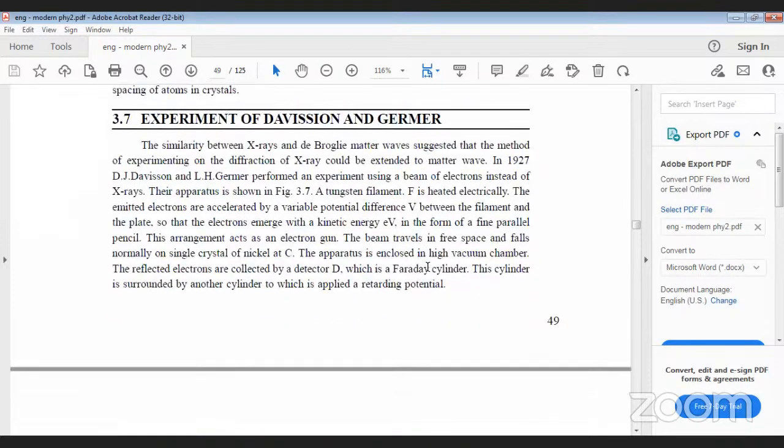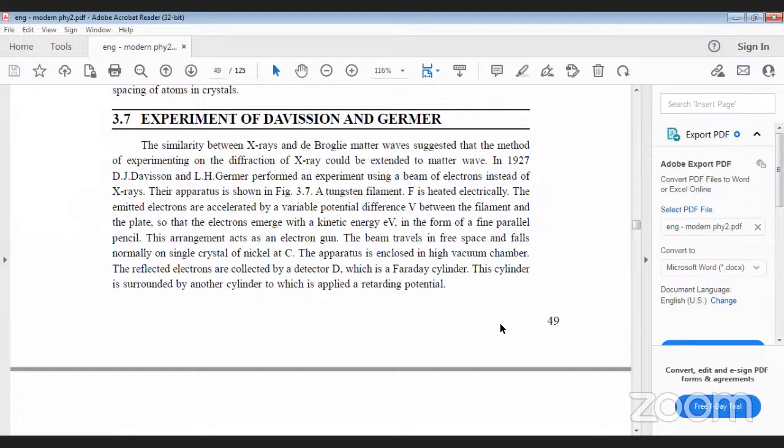Next, the experiment of Davisson and Germer. This is also an essay question, not short. So this is the third question we are discussing. First is the photoelectric effect, next one is the Compton effect, and the third one is Davisson and Germer.